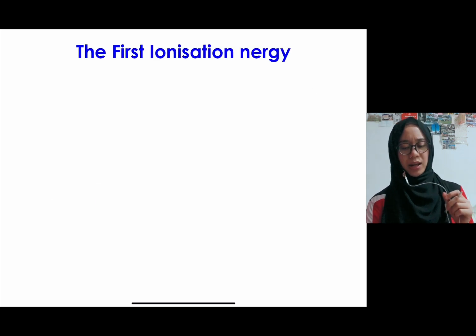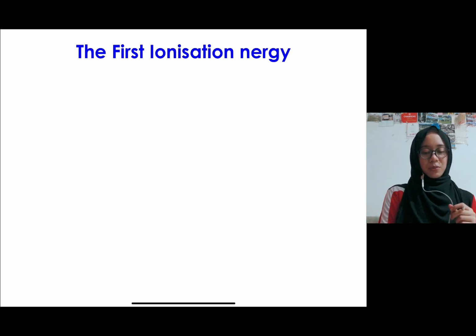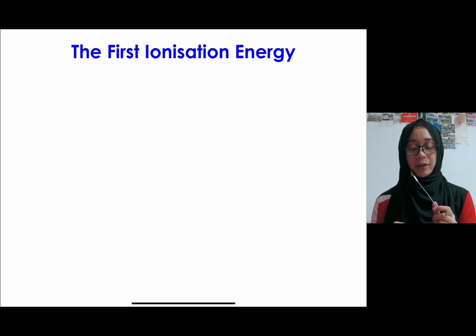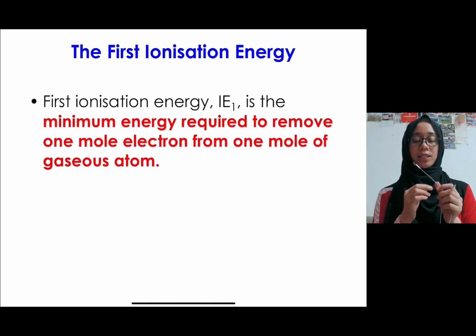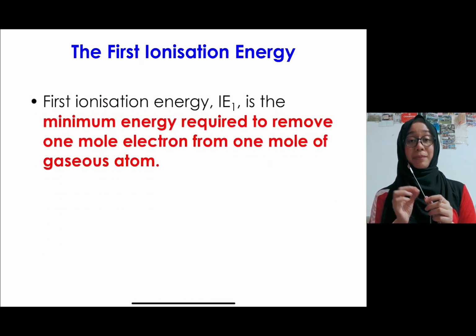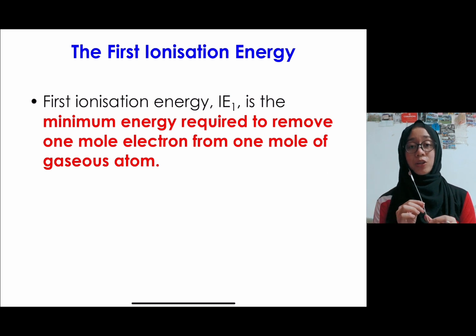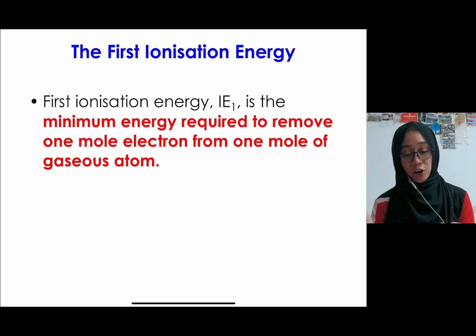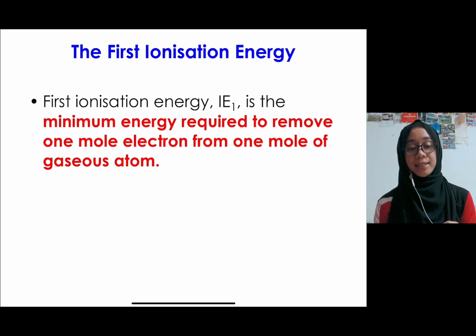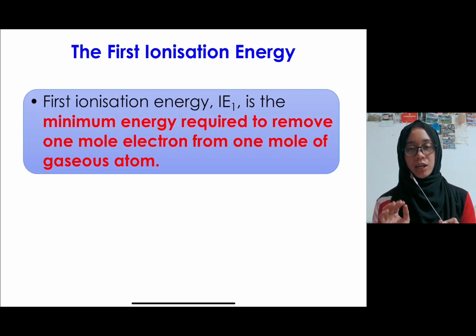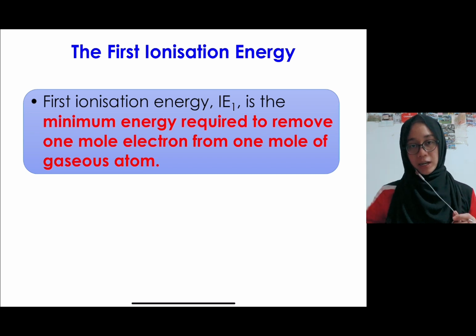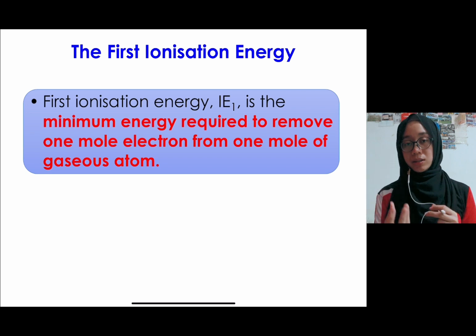Oh my god, what happened to the E there? So there's supposed to be an E. So this is the last part of this topic. Okay, about ionization energy. So first ionization energy is the minimum energy required to remove 1 mole of electrons from 1 mole of gaseous atoms. Okay, so ini adalah definition untuk first ionization energy. Maksudnya kat sini adalah kita nak remove satu elektron. Tapi in order untuk remove elektron, kita akan memerlukan energy.